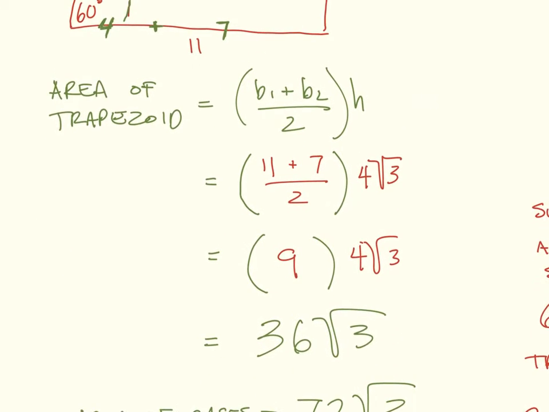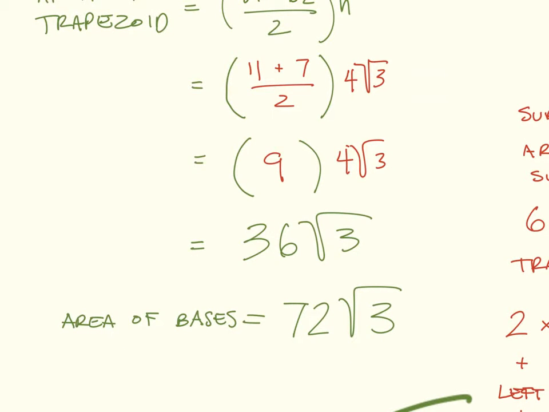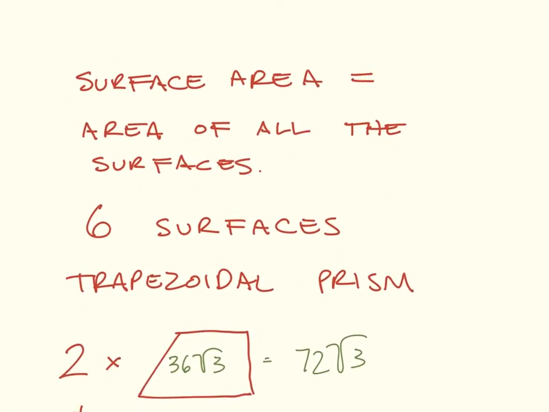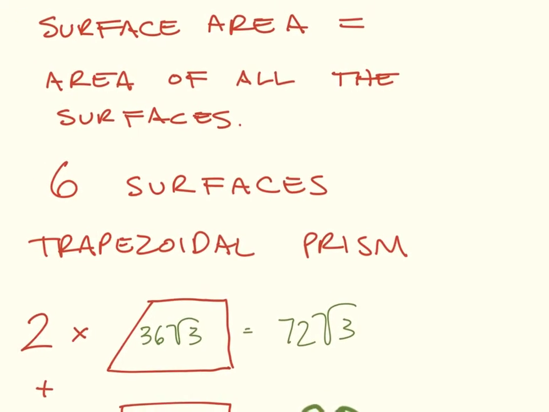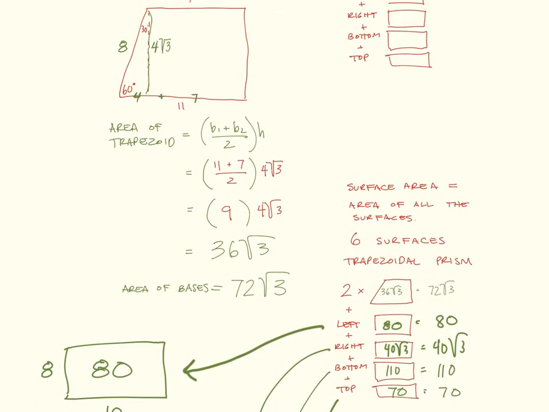So when we do our math, 9 times 4 root 3 is 36 root 3. Then to find the area of both bases, it would be 72 root 3. So I just locked that in here. Now we're going to go on to, I guess, the left side.